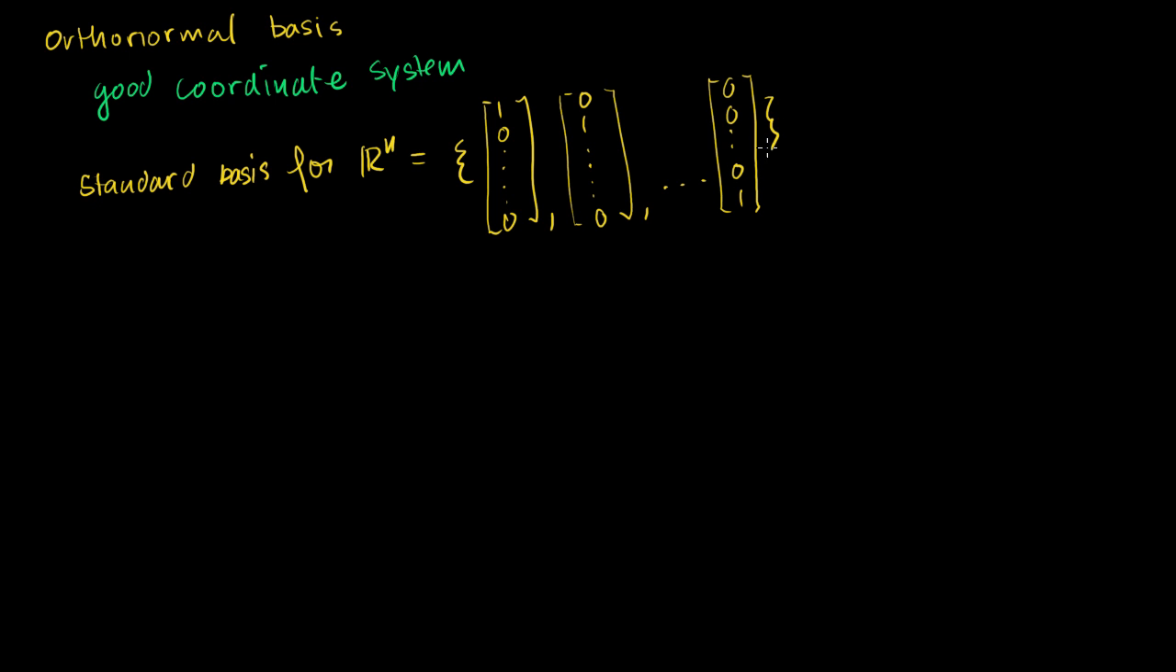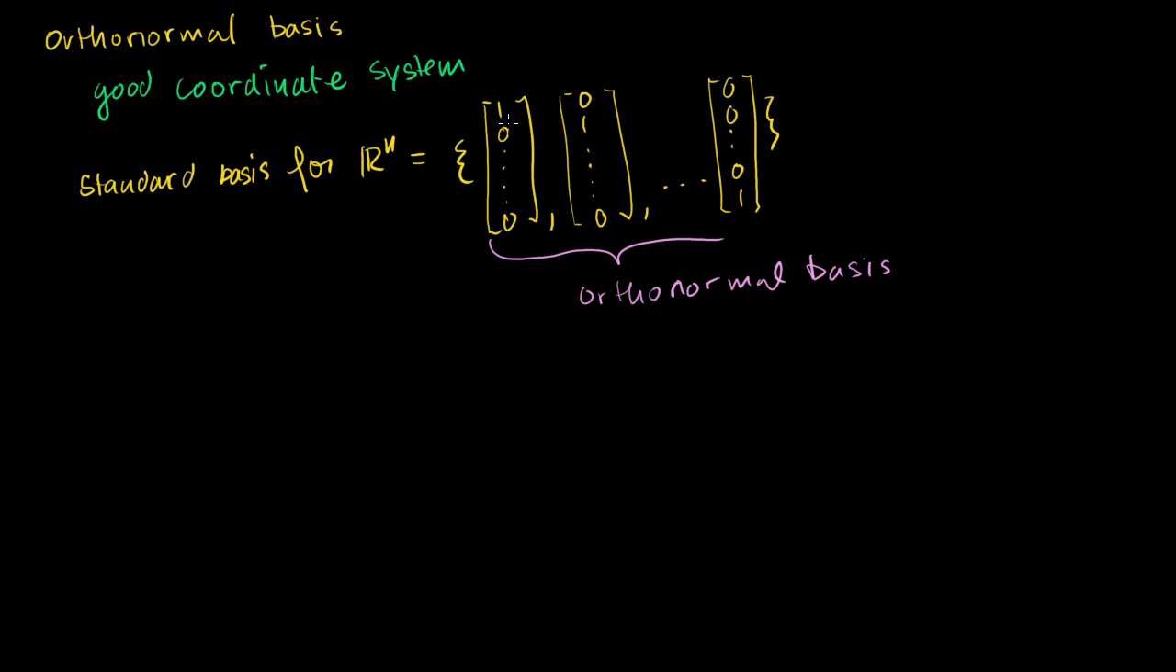The standard basis that we've been dealing with throughout this playlist is an orthonormal set. It's an orthonormal basis. Clearly, the length of any of these guys is 1. If you were to take this guy dotted with itself, you're going to get 1 times 1 plus a bunch of zeros times each other. So it's going to be 1 squared. It's going to be 1. And that's true of any of these guys.